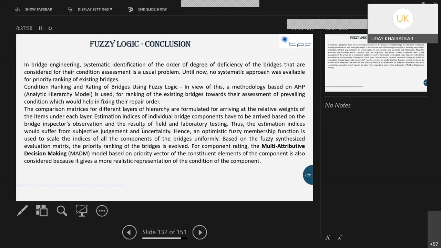The comparison matrices for different layers of the hierarchy are formulated for arriving at the relative weights of the items under each layer. Estimation indices of individual bridge components have to be arrived at based on the bridge inspector's observation and the results of field and laboratory testing. Based on the synthesized evaluation matrix, the priority ranking of the bridges is evolved. For component rating, the multi-attributive decision making or MADM model based on the priority vector of the control element of the component is also considered, because it gives a more realistic representation of the condition of the component.